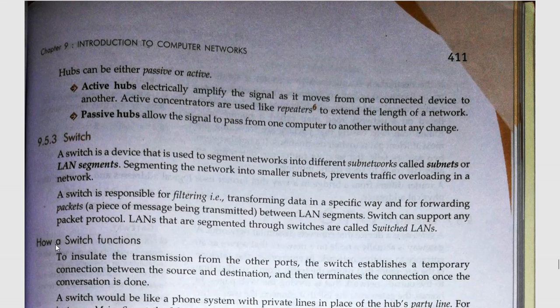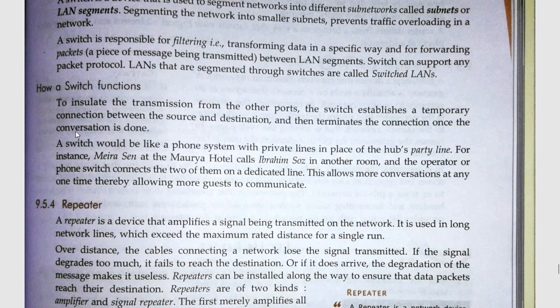Now let's see how a switch functions. To insulate the transmission from other ports, the switch establishes a temporary connection between the source and the destination. Okay, so first of all, it will create a temporary connection between the source and the destination, and once the transmission is done, then the connection is terminated.